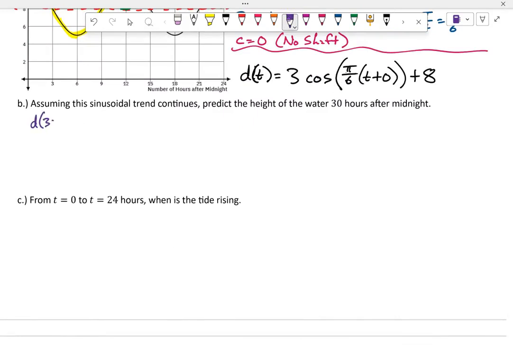So d of 30 equals, I plug it in. That'd be 3 cosine of pi over 6 times 30 plus 8. What is pi over 6 times 30? 30 pi over 6. What does that reduce to? So we have cosine of 5 pi plus 8. All right, what is cosine at 5 pi?